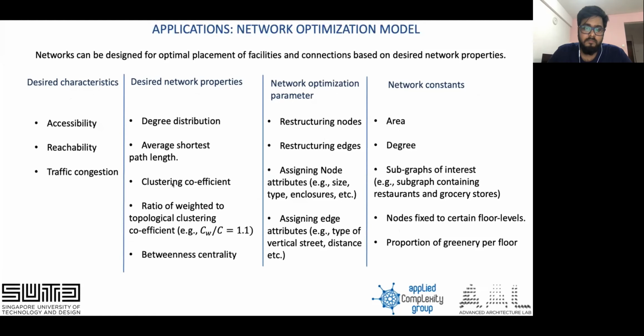Like any network, spatial networks can be rewired or allocated a particular facility based on network optimization. The network properties that we have seen so far can be set as a goal to find optimal conditions for accessibility, reachability, and traffic conditions, while keeping some parameters constant, such as the total area of space or node degrees. The characterization of these networks is of course limited. If you consider node properties like area and seating capacity, and edge properties like travel speed, we can improve this network analysis.